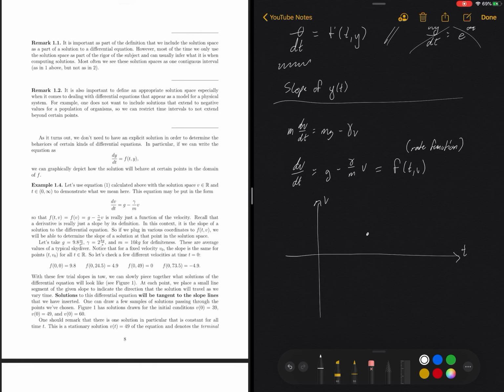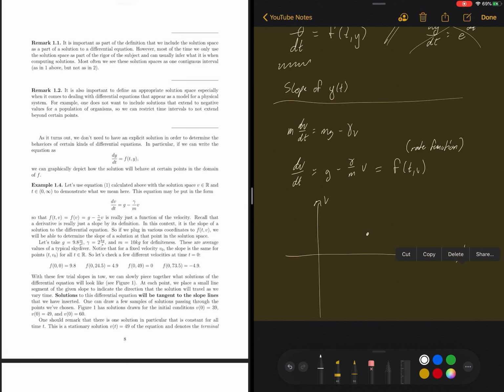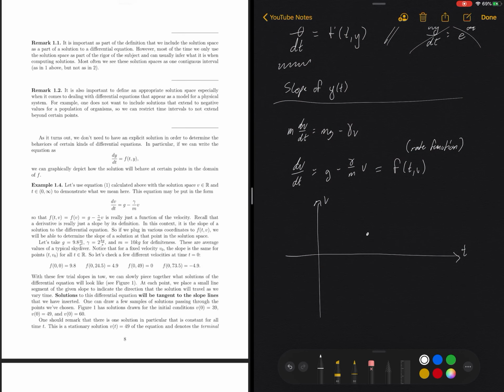If I plug in specific numbers here, notice that t doesn't really matter, but if I'm looking at v, which is a positive number, that means I will have a negative slope associated with this positive v value. Did I do that right? I think I may have messed that up a little bit from before. I'm following my notes, not my video. I think it was a minus v.